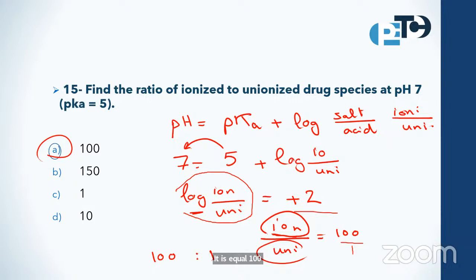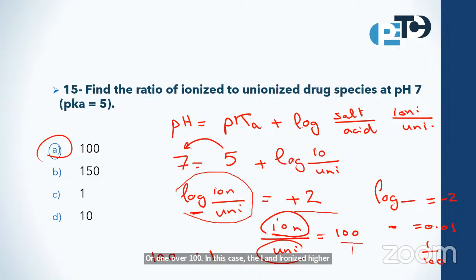Log inverse 2 will be 100. Or if the log value equals minus 2, the value itself equals 0.01, or 1 over 100. In this case, the unionized is higher than the ionized one.